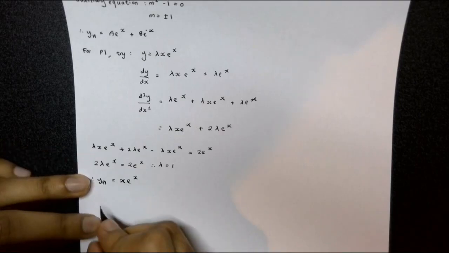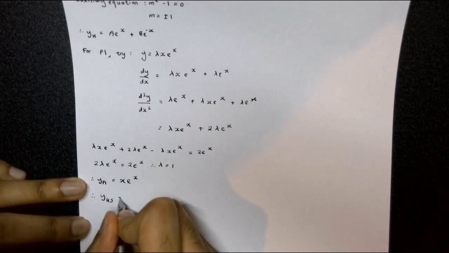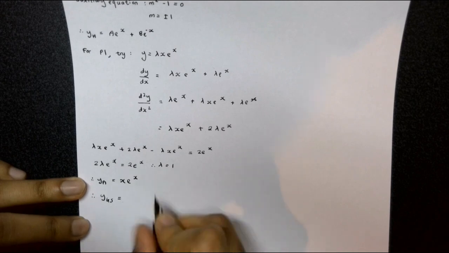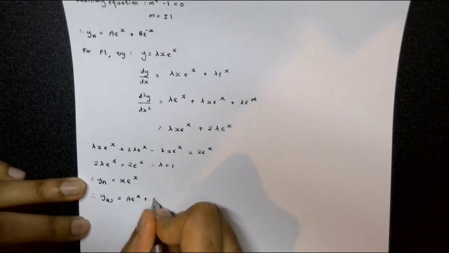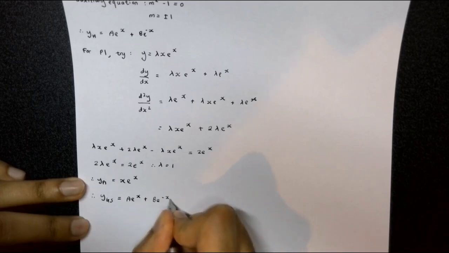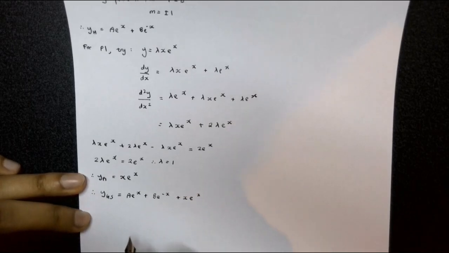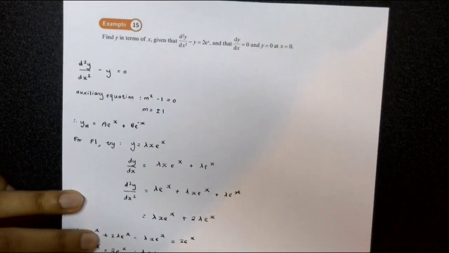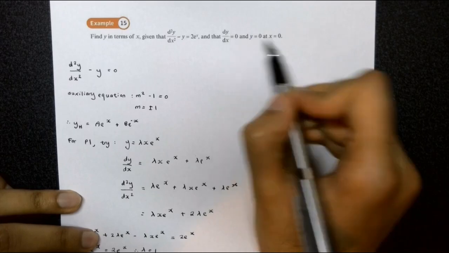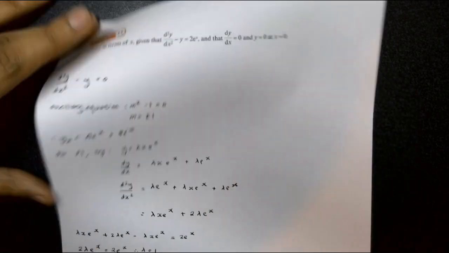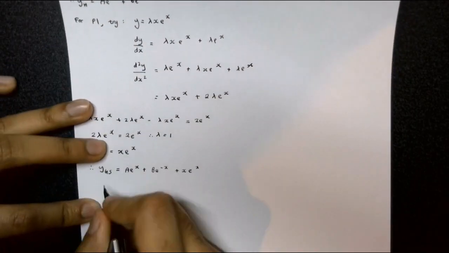And therefore, for the general solution, you'd find we have a e to the x plus b e to the minus x plus x e to the x. And now we need to use our boundary conditions. And first of all, you'll notice we've got this condition dy over dx equals 0 at x equals 0. So what we need to do now is differentiate this solution.